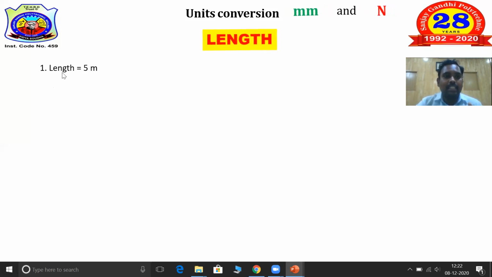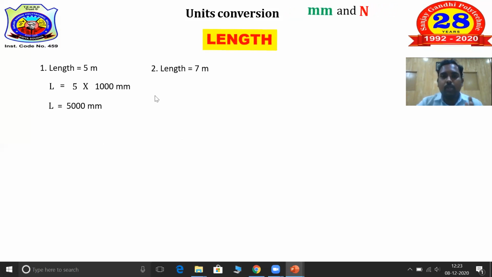Length, I will take it as L. Length is nothing but L. I'll put the equal symbol as it is, and I'll put 5 as it is. In place of meter, I will put 1000 mm because 1 meter is equal to 1000 mm. So multiplication symbol, meter is nothing but 1000 mm. On multiplication, I get length L equals 5000 mm. It's very simple. So I'll take one more example.